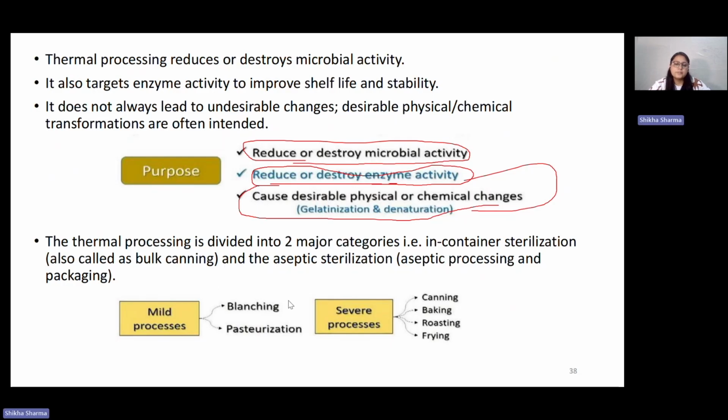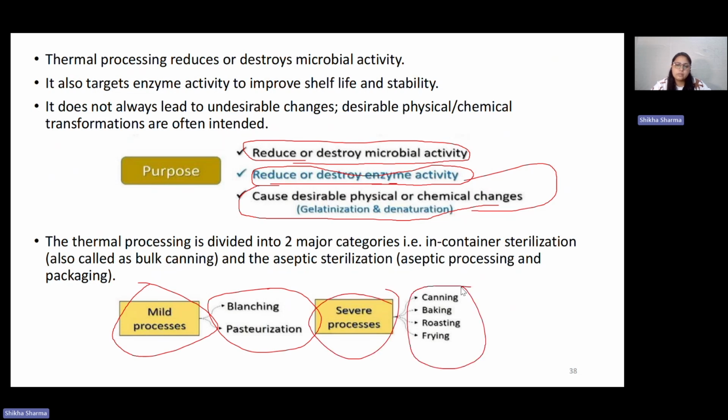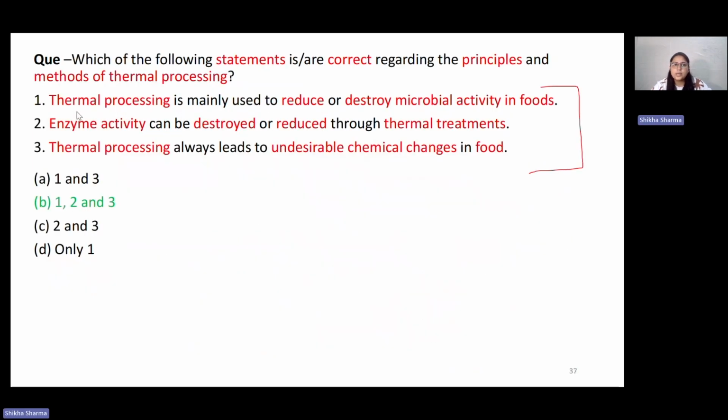Then, as we already discussed, thermal processing can be mild, like blanching and pasteurization, or severe, like canning, baking, roasting, and frying. And it is basically categorized into two categories: in-container sterilization or bulk canning, and aseptic sterilization, which is aseptic processing and packaging. So here it is correct that thermal processing reduces and destroys microbial activity in the food, and it reduces the enzyme activity.